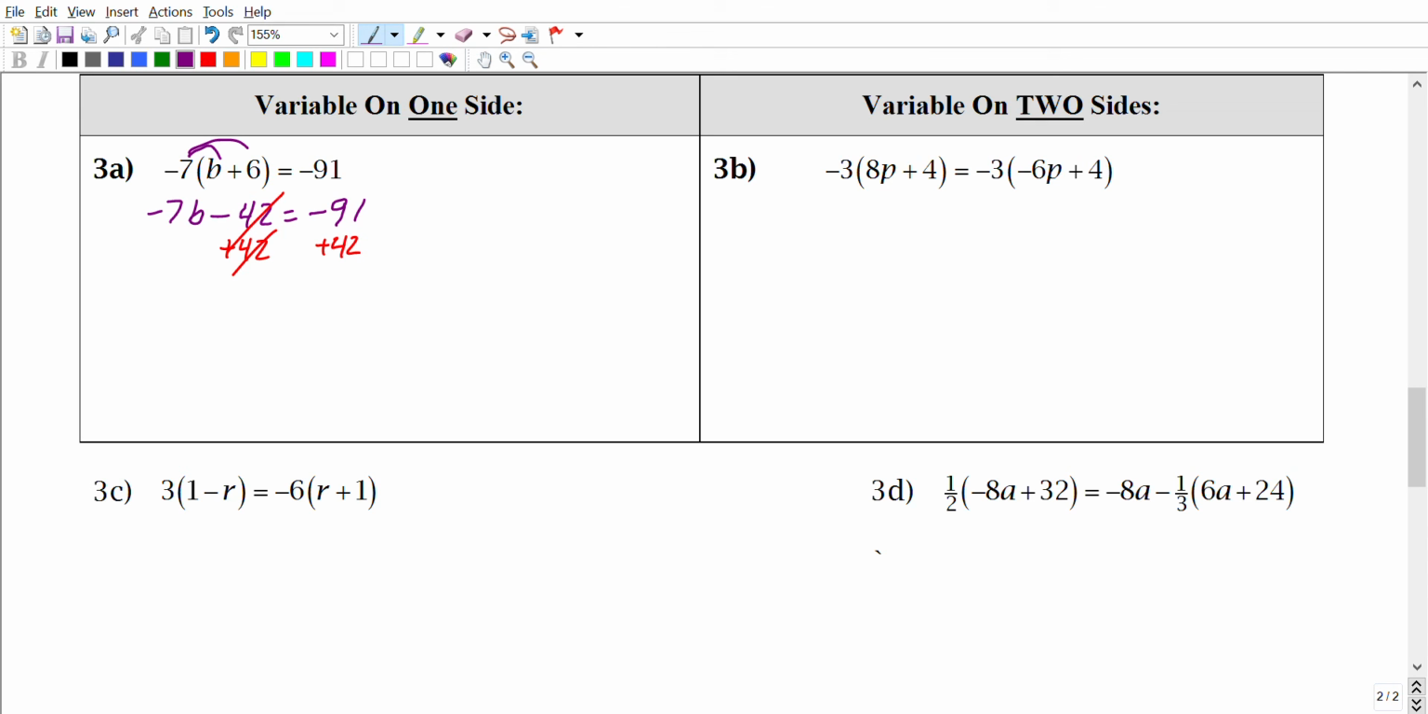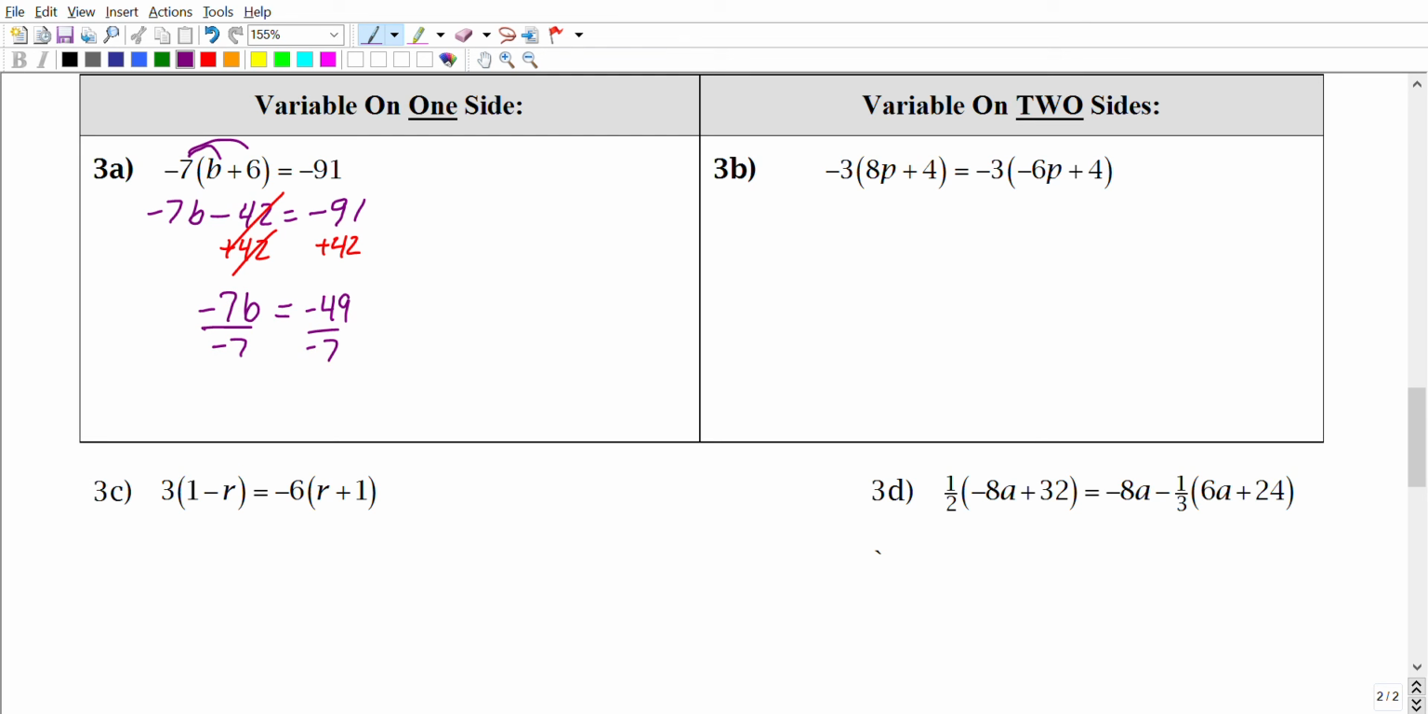Those go away. So I get negative 7. Sorry about that. I get negative 7b equals negative 91 plus 42 is... Okay. Hopefully you guys got negative 49.